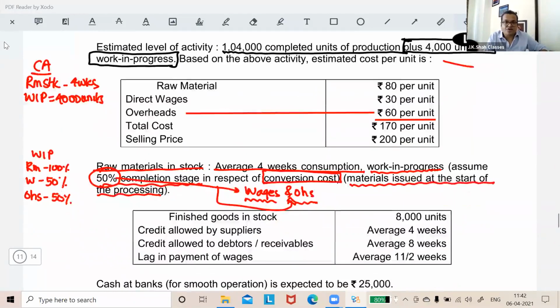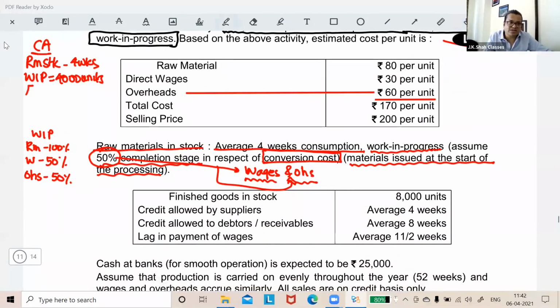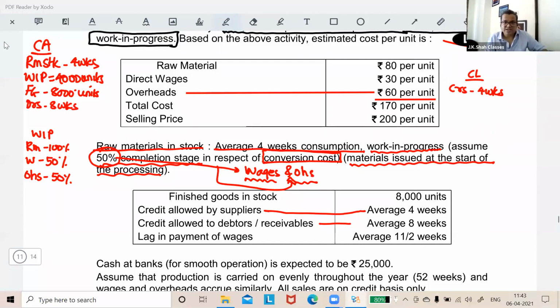Further, finished goods. Again, see guys, stock is there. But instead of giving it in terms of units, you are told in terms of weeks that it is 8,000 units. Okay. Then credit allowed by suppliers is 4 weeks. So in current liabilities, we will have creditors 4 weeks. Credit allowed to debtors is 8 weeks. Okay. So here we will have debtors 8 weeks. Lag in payment of wages. So outstanding wages.